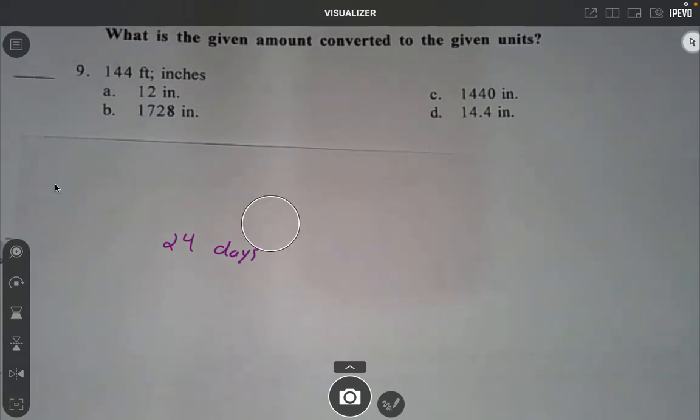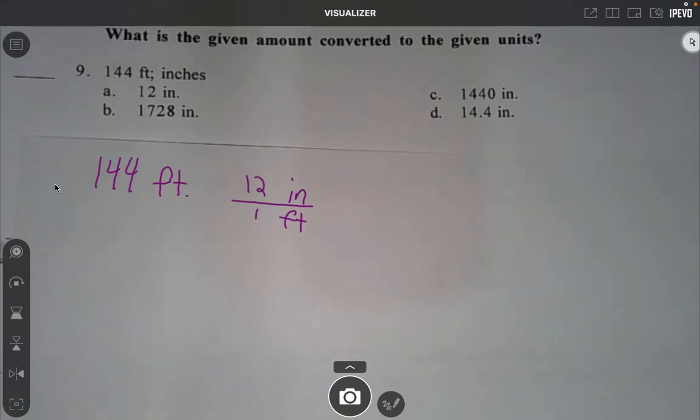All right, if I have 144 feet and I need to go to inches. So the way I do mine, 144 feet, and I'm trying to go to inches. How many inches is in a foot? 12. So it's 12 inches in 1 foot. So you multiply. Another way to think of it, if you're going from feet to inches, you should get a bigger number. If you're going from inches to feet, you would get a smaller number. Well, what is 144 times 12? B, 1728. So 1,728 inches.